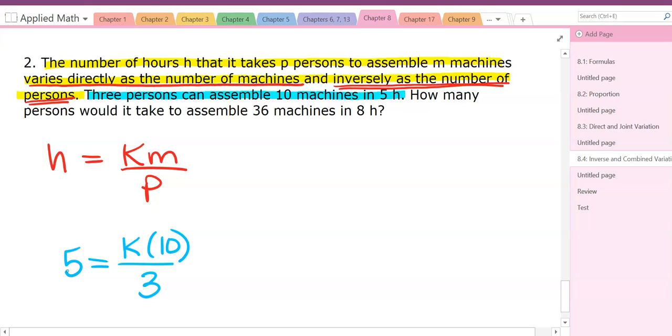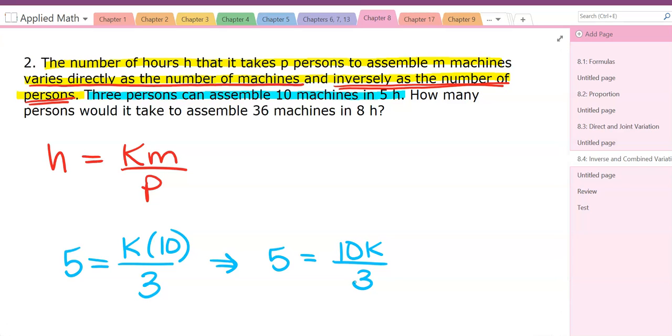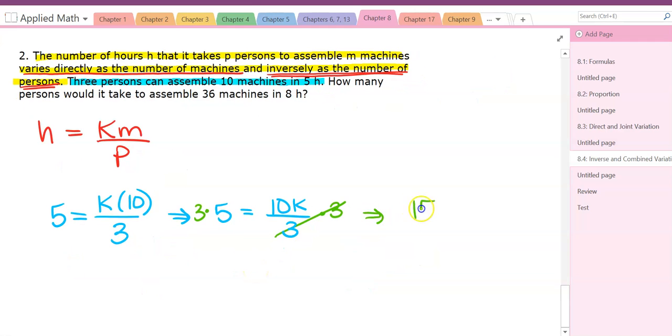So now let's solve for the constant K. I'm going to simplify over here. It says 10k over 3. So think about your algebra skills here. How would you get 3 out of that denominator? Multiply by 3, so I'm going to multiply by 3 on both sides. Okay, so I cross those off. Now on the left side, I also had to multiply by 3. So I have 15 equals 10k.